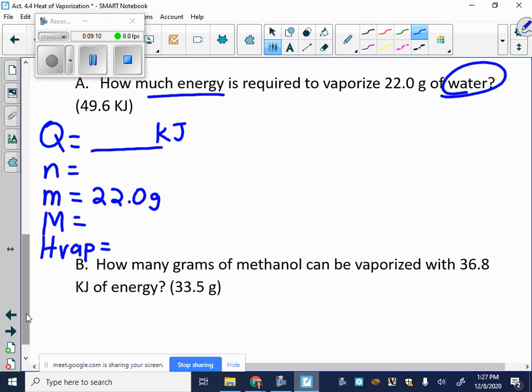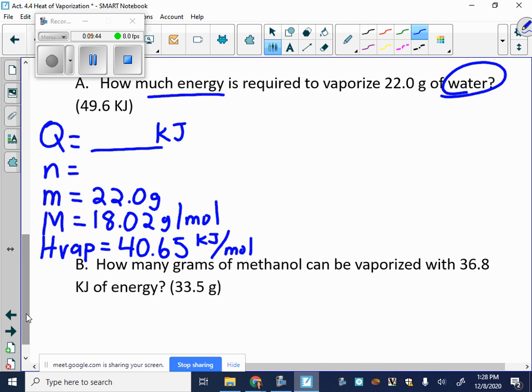Okay, so water tells us two things. Molar mass is 18.02 grams per mole. We didn't have to calculate that one, we just know it. And then we need our data booklet to find the heat of vaporization of water. So if you look for HVAP of water, you'll see that it's 40.65 kilojoules per mole. Okay, and we need to find the heat.